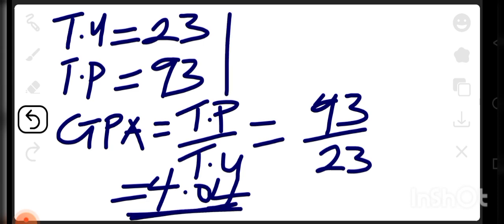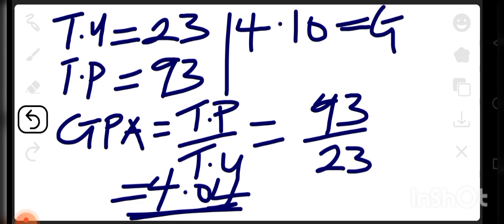Now the same thing, to calculate the GPA for second semester, repeat the same process. Just add all the units for second semester courses together, then use your grades to multiply their units and add them together, then divide. Let's say second semester the person was having, let's say, 4.10 as the grade point average.